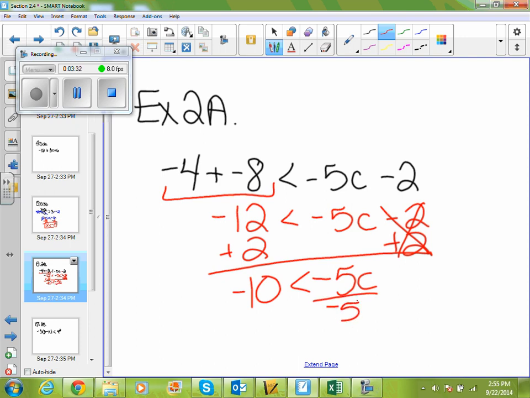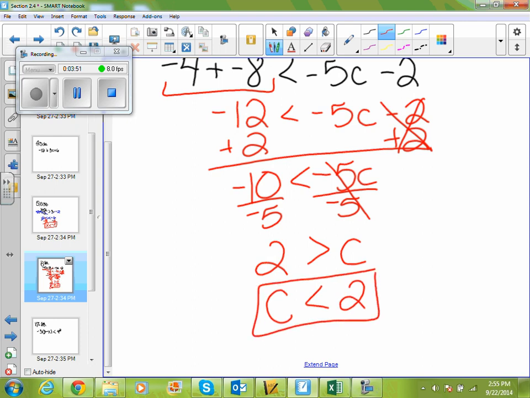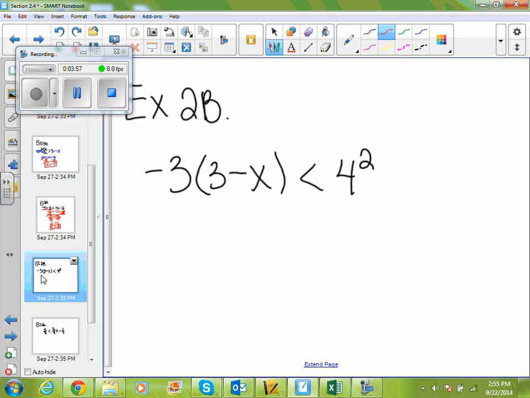Divide by negative 5. Bring down my c. I divided by a negative, so I flip my inequality. And this would be 2. And then I have to flip it around so that my variable's on the left, so then I get c is less than 2. Yeah, that one was kind of hard. Let's do another one kind of like that.